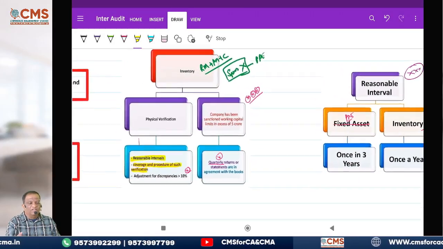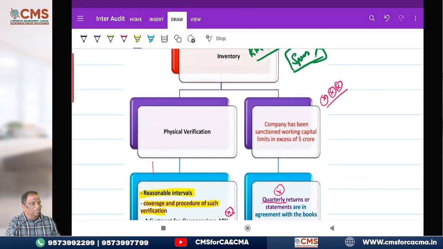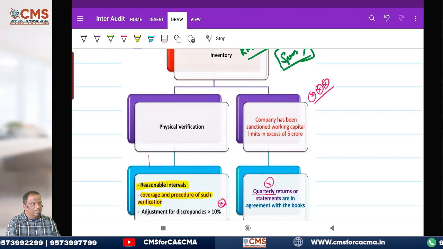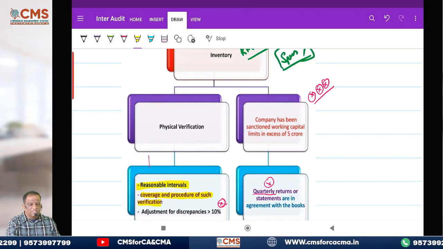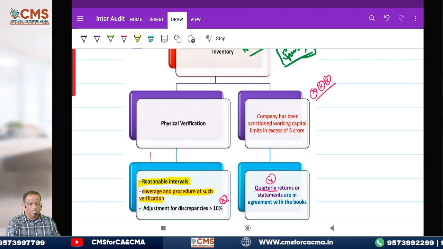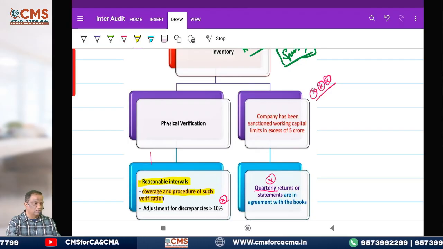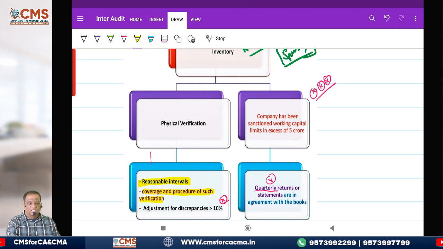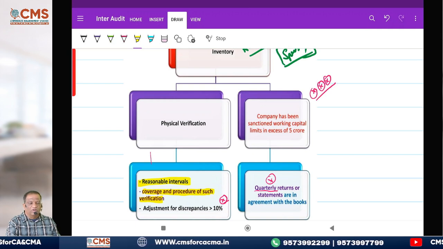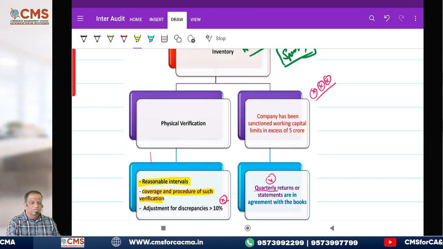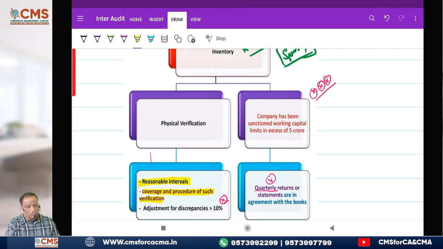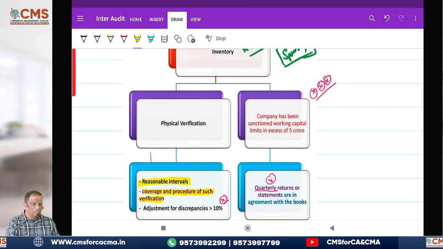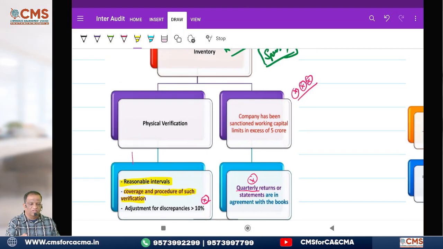PPEs. Then for inventory. For inventory, it is only 2 points. The second clause talks about the inventory. In the inventory, there are 2 points. One is the physical verification, and the second one is whether the company has been sanctioned working capital limits in excess of 5 crore. The second point, take 3 stars because that is what has the probability of coming in the examination. If that is the case, then whether the quarterly returns that are filed with the bank are in agreement with the books of accounts. That is what is to be captured by the auditor.